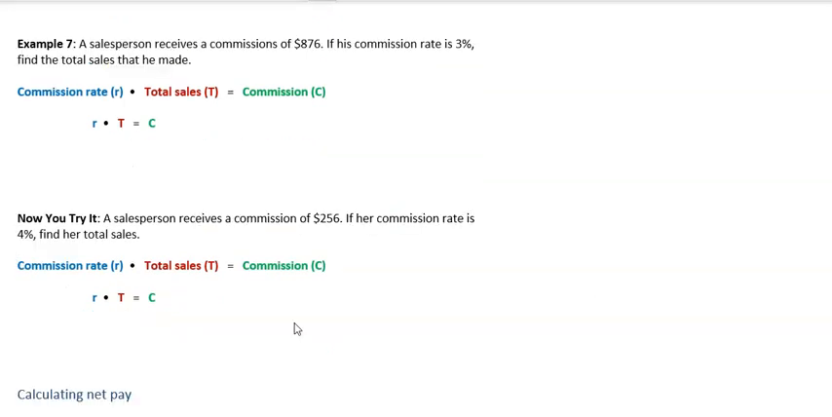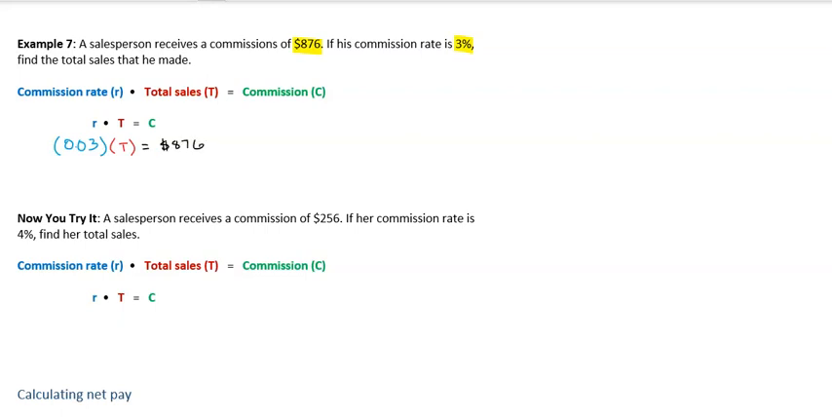Remembering that we have three different variables here, it's not always the C, the commission, that we're going to be finding. Sometimes one of the others is missing. So that's what we're looking at in this problem. So we have the commission of $876 and a commission rate of 3%. So the commission rate comes down here, 0.03. We're supposed to find the total sales. Okay, so I'm just going to make that T because that's what we're looking for. And we know what C is, which is $876.